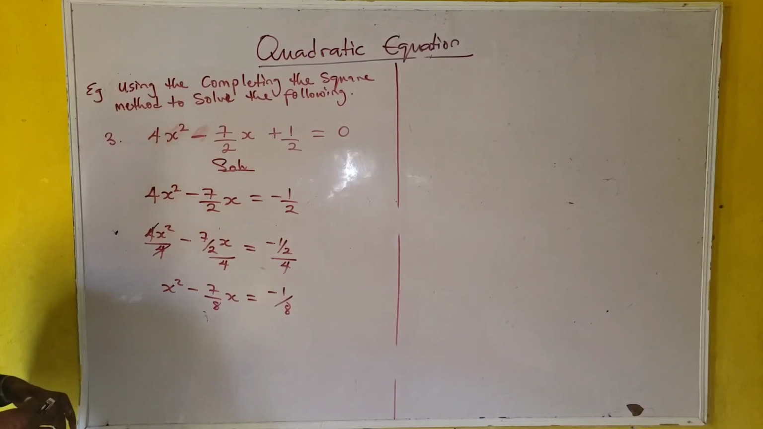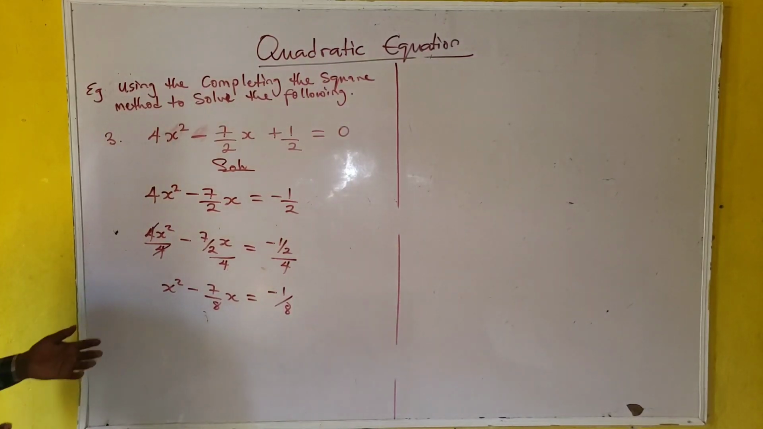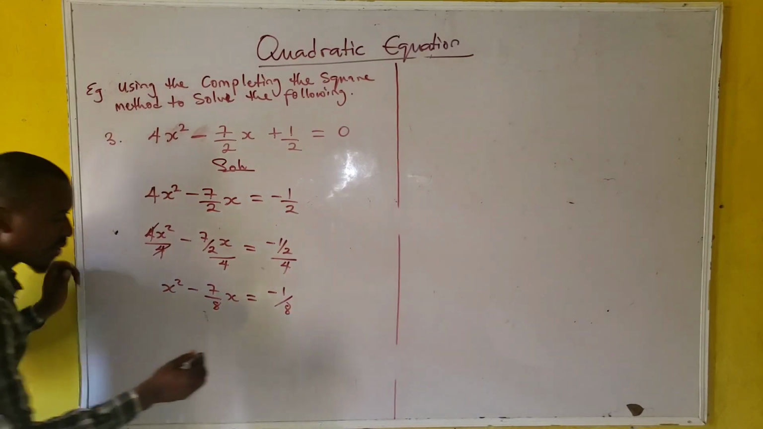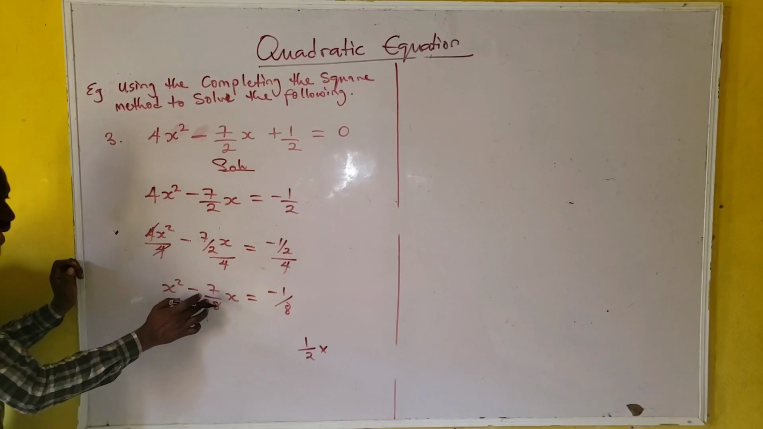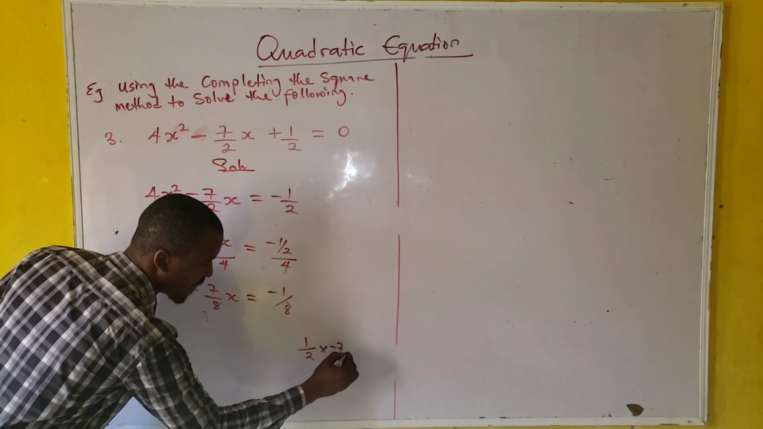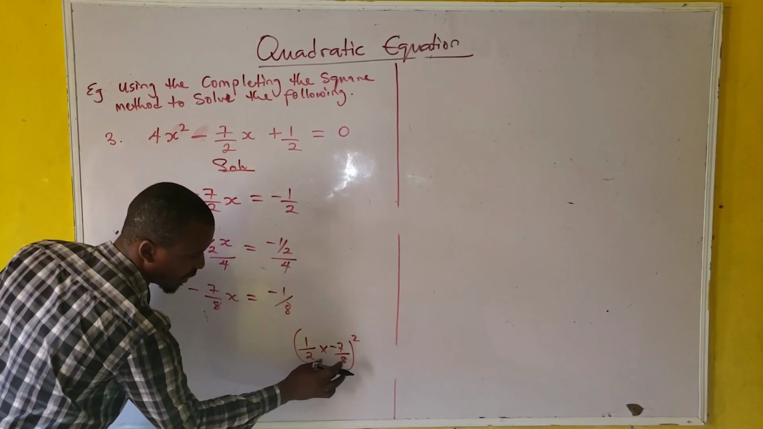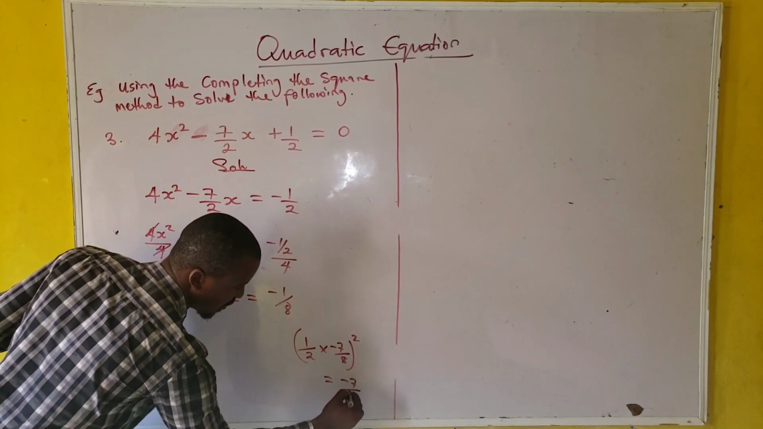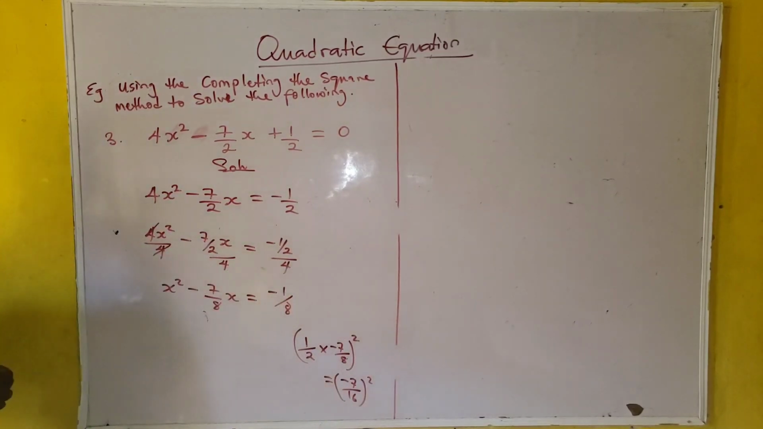The next step is to make this one here a perfect square. And how do we make it a perfect square? We find half of the coefficient of x, which is minus 7 over 8, all squared. That will give us minus 7 over 16, all squared. So this is what we are going to add on both sides of the equation to make it a perfect square.